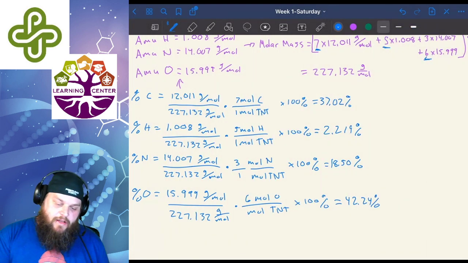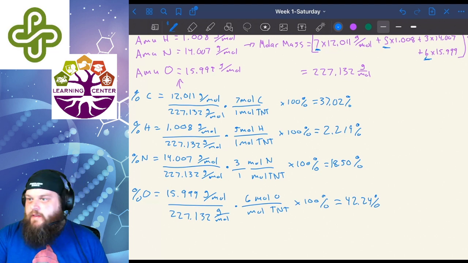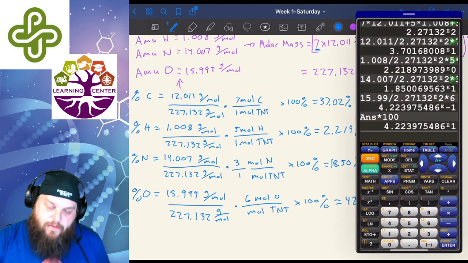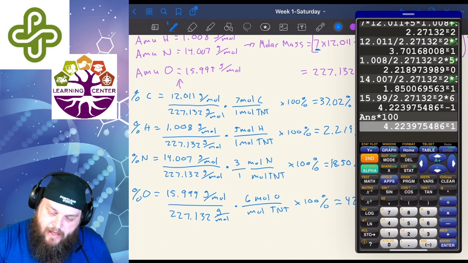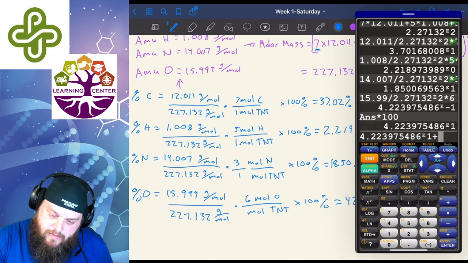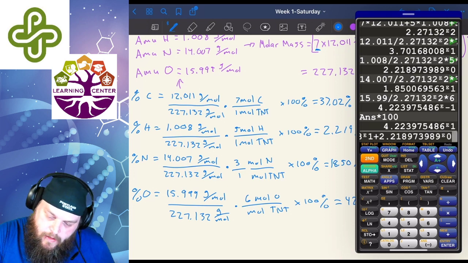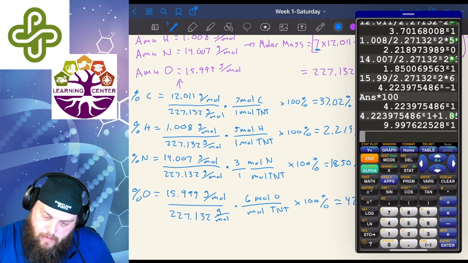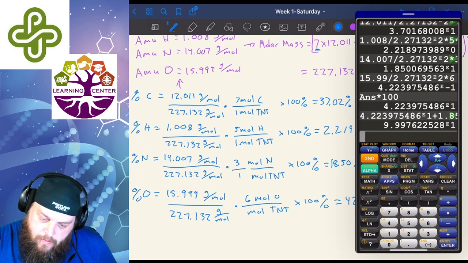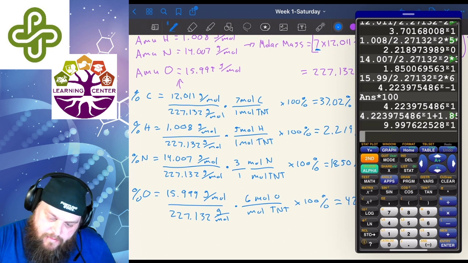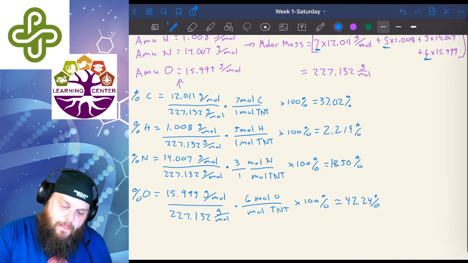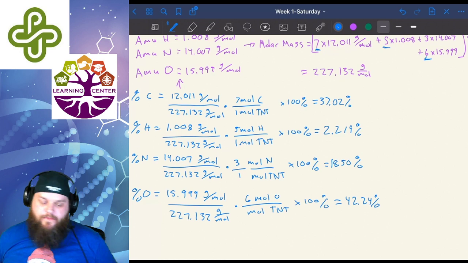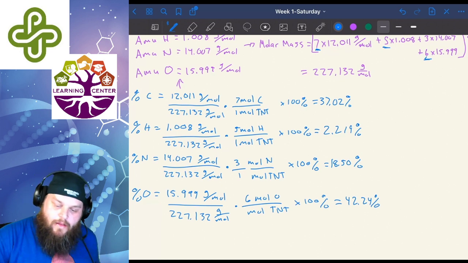Carbon, hydrogen, nitrogen, oxygen are these percentages on the left. One way to check yourself to make sure you did all the math right is to add each of those together. If you did it right, let's hope I did, you get pretty close to 100%. There's a little bit of rounding in there, but we should get right around 100%. So that's good.